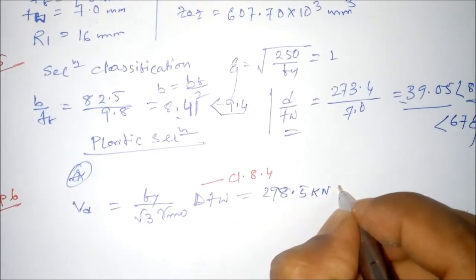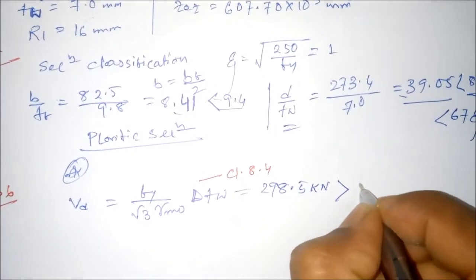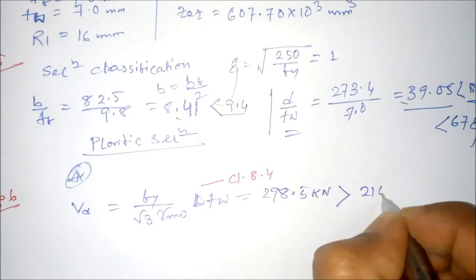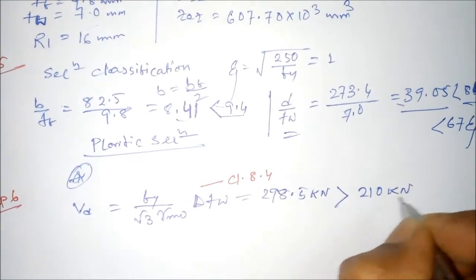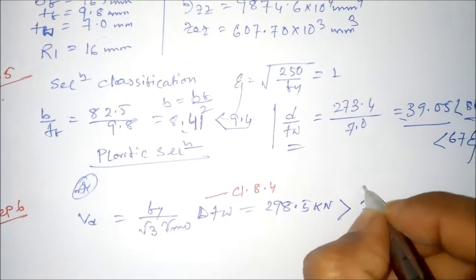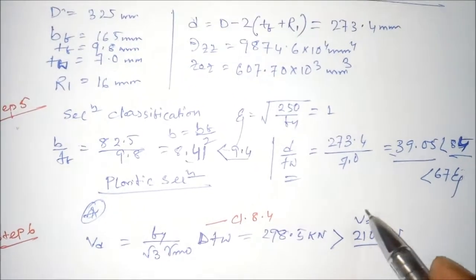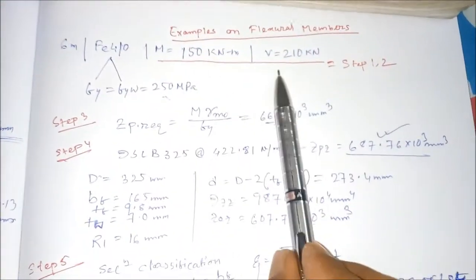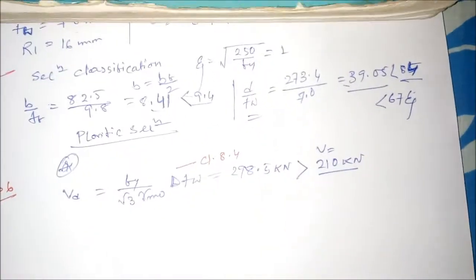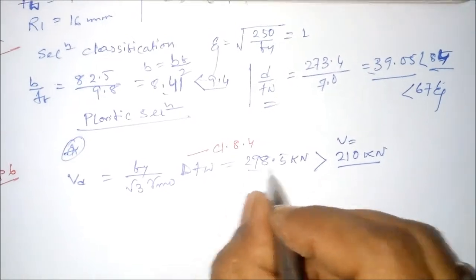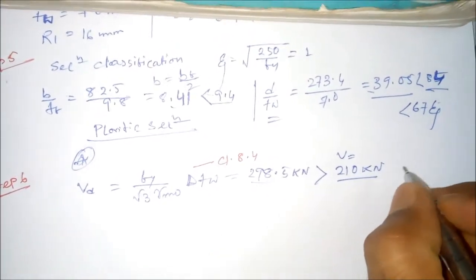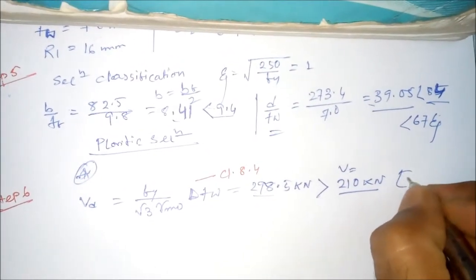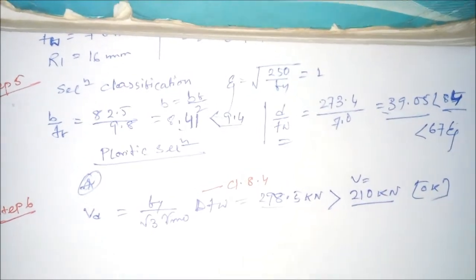And this you can see is greater than 210 kilonewton. What is 210? 210 is the V, the maximum shear force given, right? So this value is greater than the applied load, so we can say this is okay up till now, right?